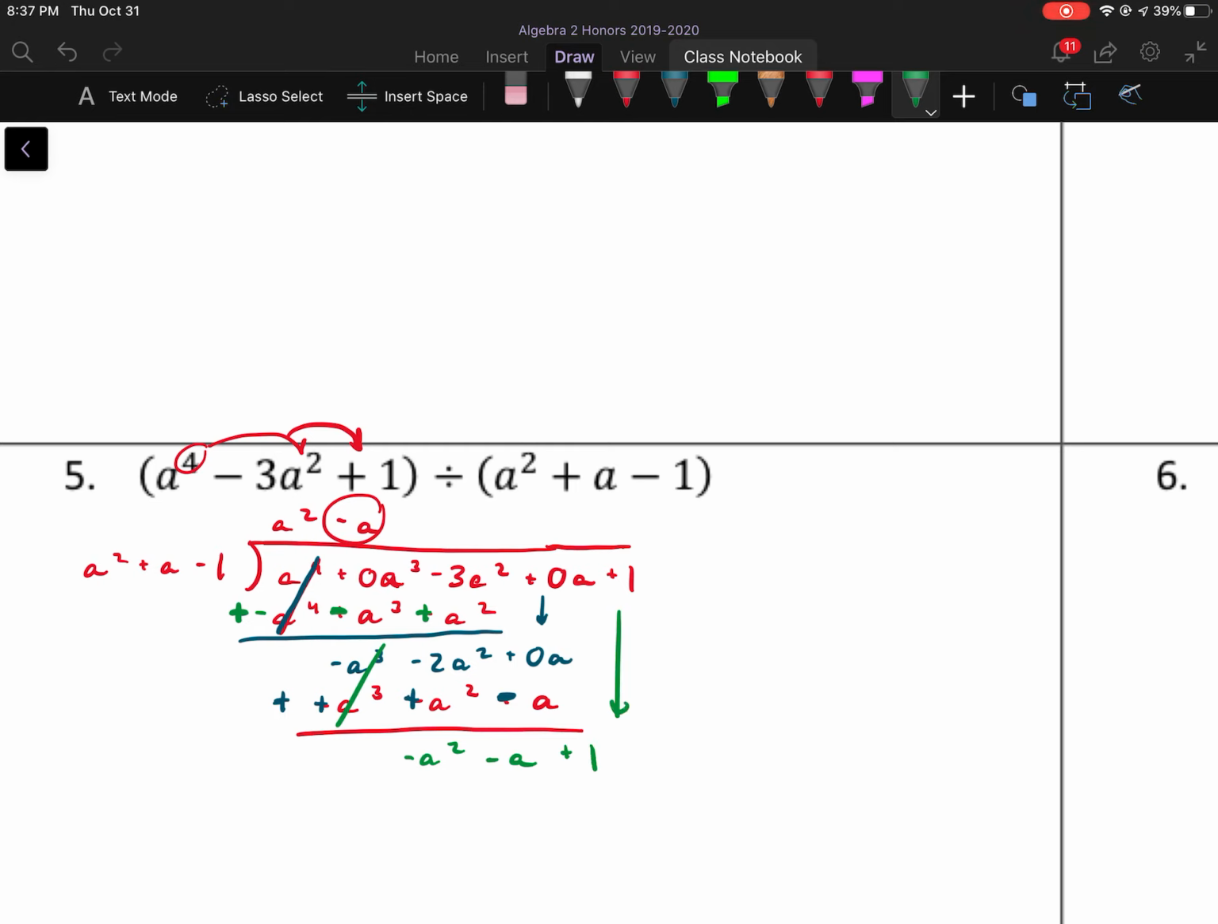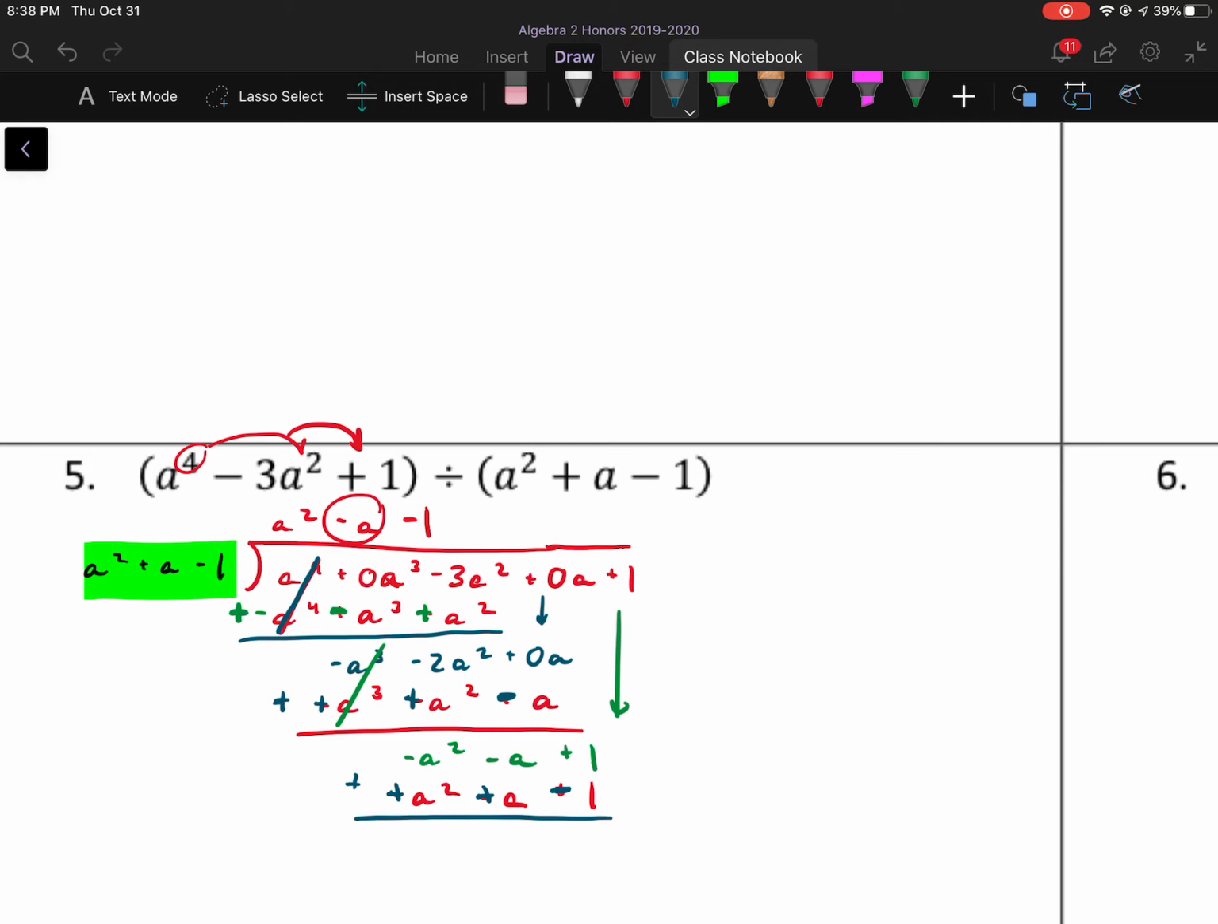1. Now, if you look at our two things that are left, I need my a squared plus a minus 1, my divisor, to become a negative a squared. All I need to do here is multiply by a negative 1. And that gives me negative a squared minus a plus 1. If you look at those two things, they are the exact same. Instead of subtracting, add the opposite. Plus, that becomes a minus.